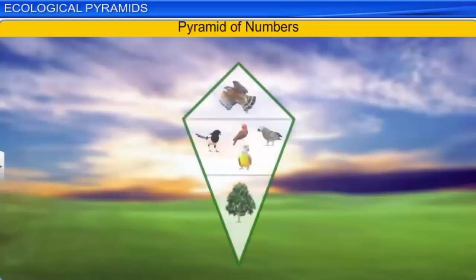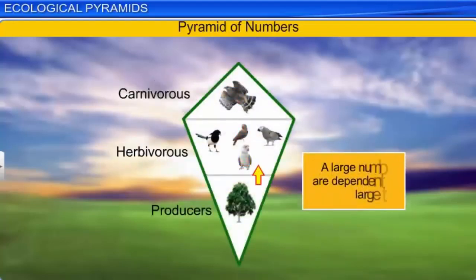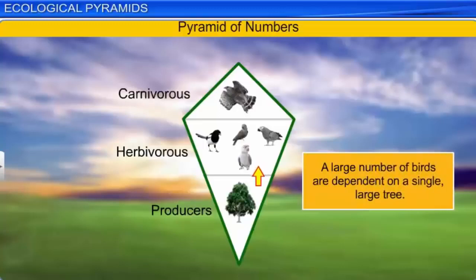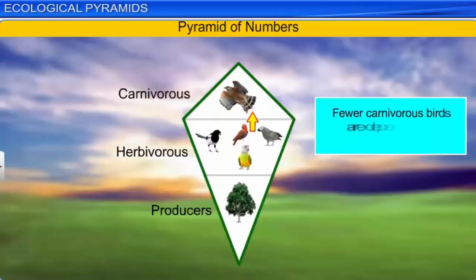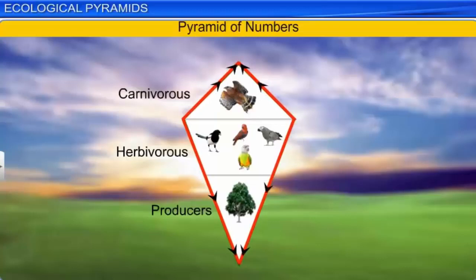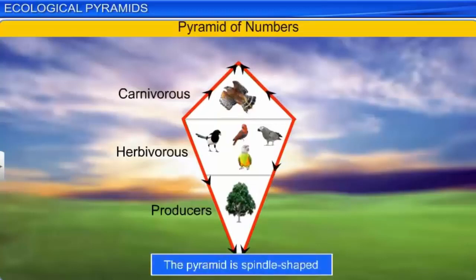Now, consider a third case, where a single large tree provides food to a large number of herbivorous birds. These birds, in turn, are a source of food for carnivorous birds like eagles and kites, which are fewer in number, and hence the pyramid is spindle-shaped, that is, broader in the center and narrow above and below.